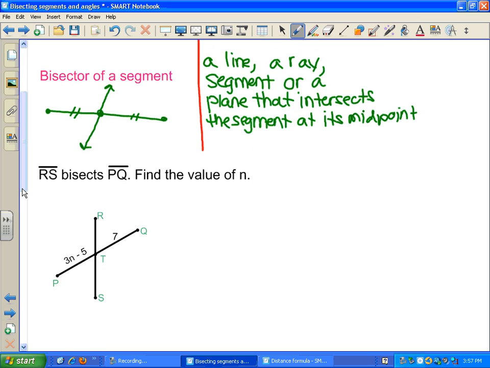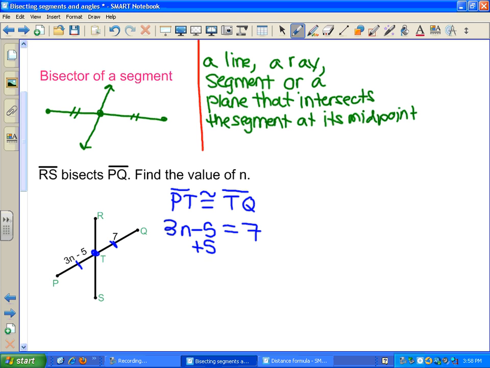If RS bisects segment PQ, our job is to find the value of n. So if it bisects PQ, that means T has to be the midpoint, which means that segment PT is the same as segment TQ. So I can say that PT is congruent to TQ. Well, we know that if things are congruent, that means that they're equal in measure. Therefore, I can say, and actually I should put segment marks there, PT is 3n minus 5 is equal to 7. And now my job is to go ahead and solve for n.